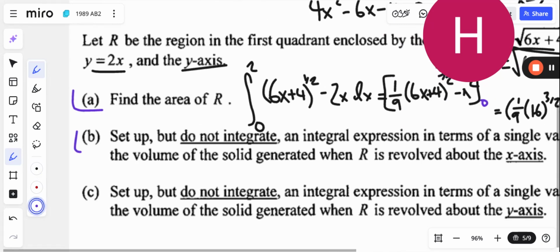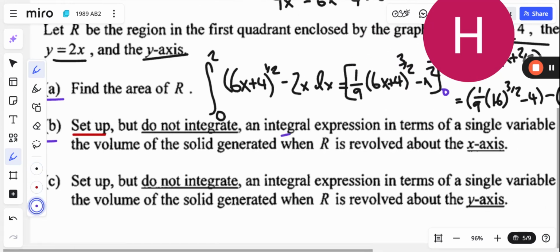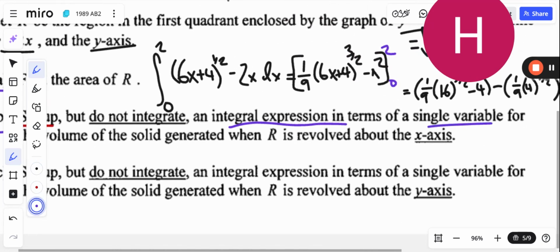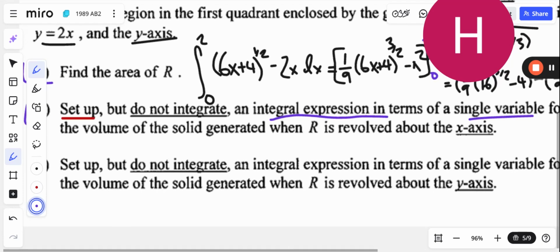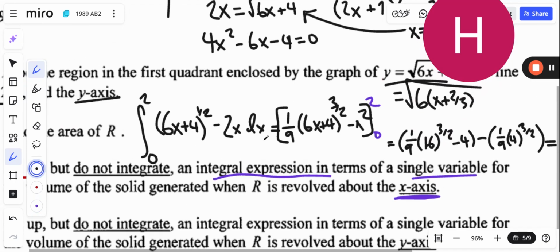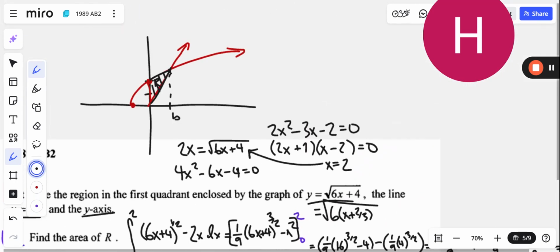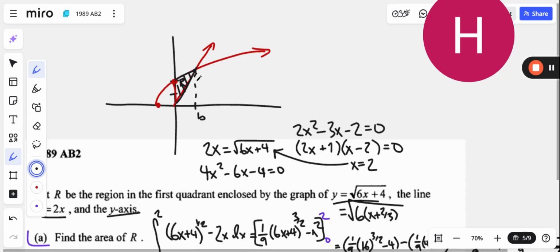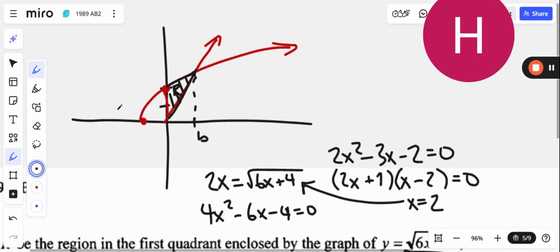Part P. Set up, but do not integrate, an integral expression in terms of a single variable, and we're revolving R around the x-axis. So it's important to note here that because we're not revolving this around one of the boundaries, we're going to get some washers. All right, so what this shape is going to look like.